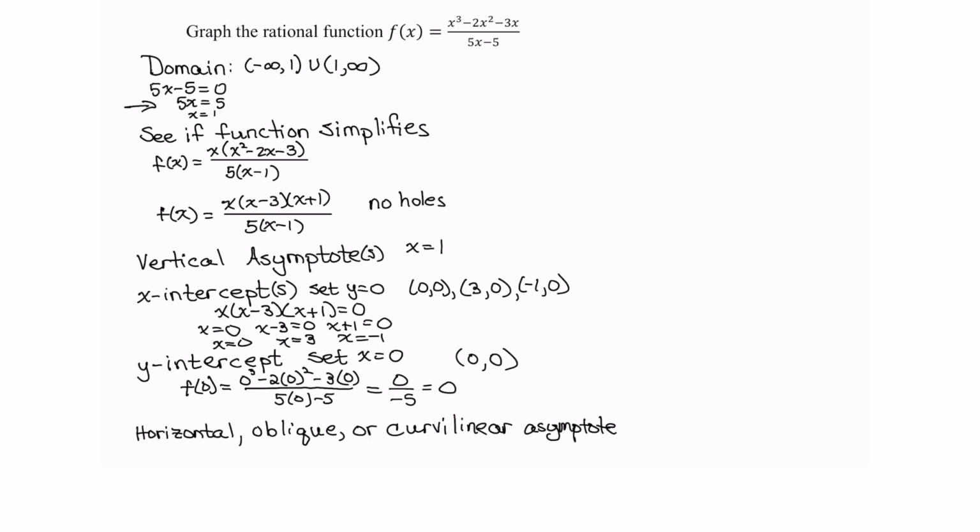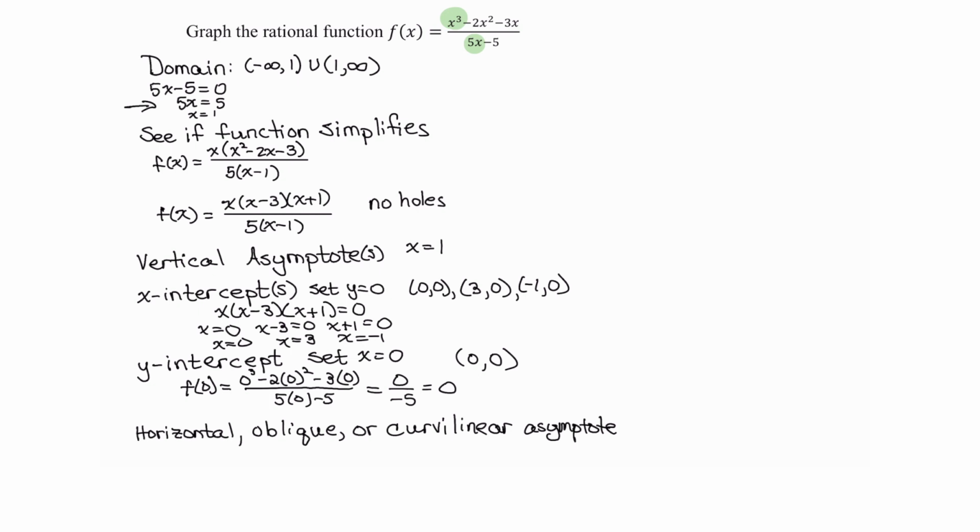Now the last piece of information that we want to gather for the structure of the graph is whether I have a horizontal, oblique (which often is called a slant asymptote), or a curvilinear asymptote. To see that, we're going to compare the lead term of the numerator and the lead term of the denominator.